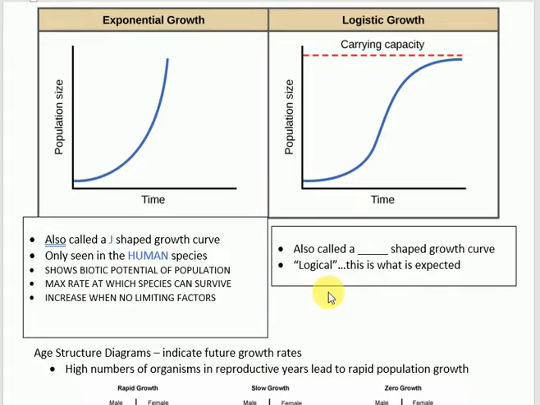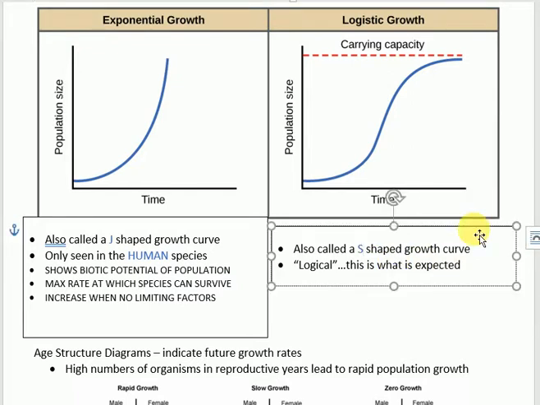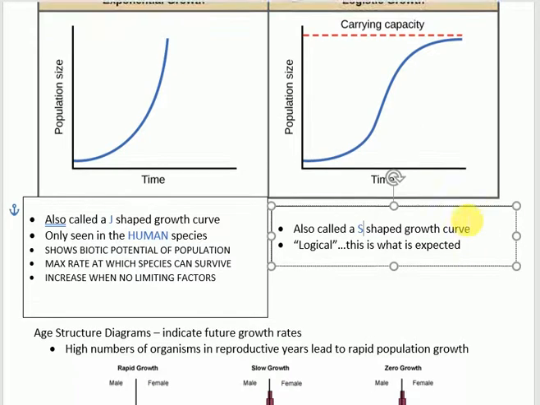Next, we have the logistic growth. And basically, you can see here we've got a line showing our carrying capacity. And this is also called an S-shaped growth curve. And it's called logistic because this is what is expected.